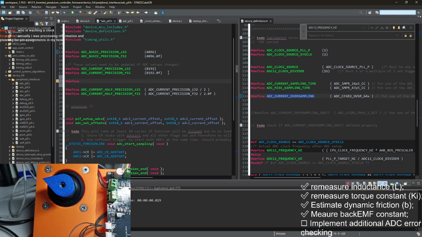Actually, I was processing information and planning for pin assignment in my head. So the clock was a meditation for you then. I see, I see.